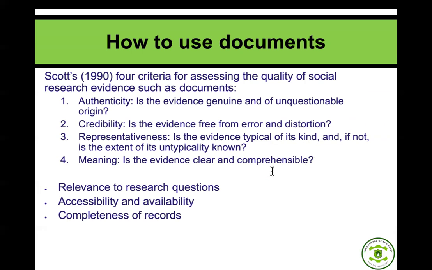Then the third one is representativeness. In terms of representativeness, you have to ask, is the evidence typical of its kind? If not, do we know how untypical it is? Is it an outlier? Sometimes unusual documents can be valuable, but we may need to understand how they differ from the norm. Maybe this particular type of document is of some form. If you get a document which is not of that form, then you may have to doubt it.